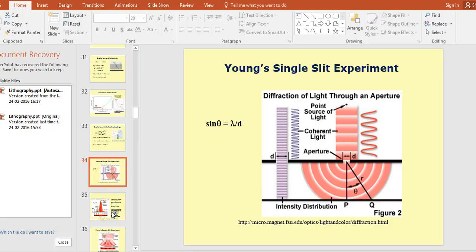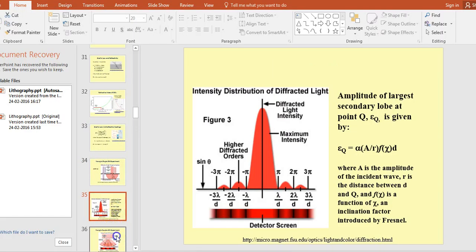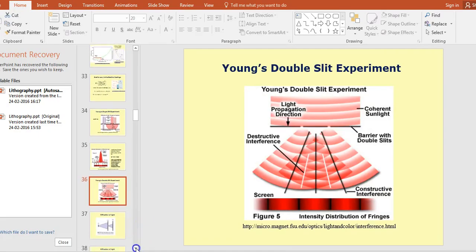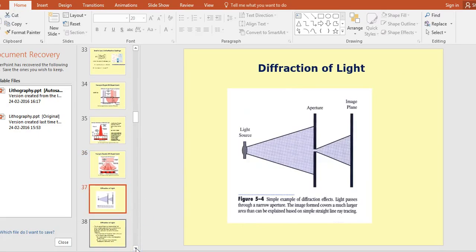This is Young's slit experiment and the formation of this we can discuss later.